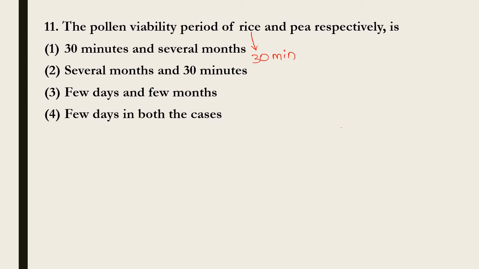In Leguminosae and Rosaceae families, the pollen viability is several months. Here in the question, pea comes under the Leguminosae family. That means the pollen viability in the Leguminosae family is nearly several months. So the pollen viability period of rice and pea is 30 minutes and several months. Option 1 is correct.